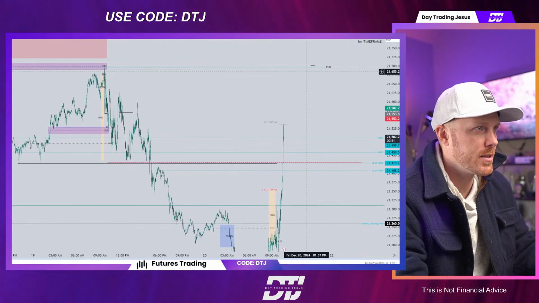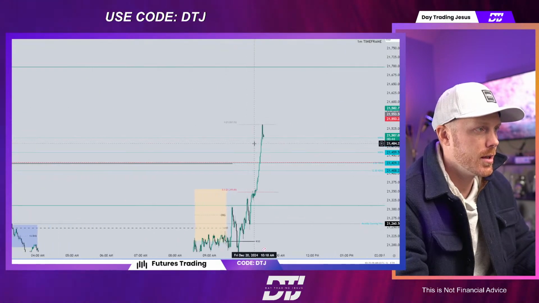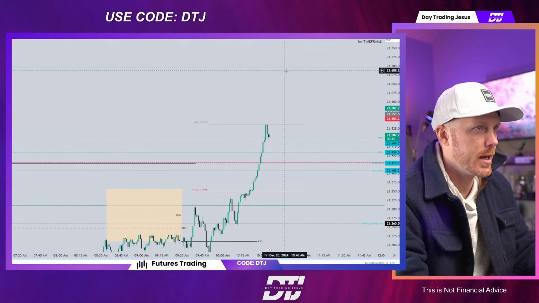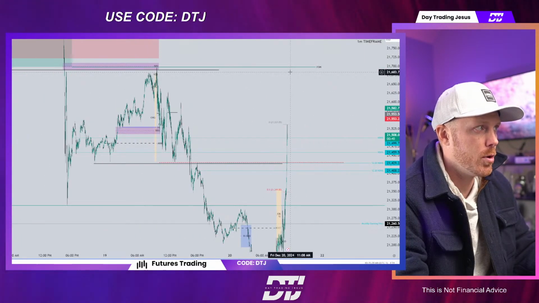Why don't I see this as a draw on liquidity? We will not hit this previous day high. There's no way we're going to run this high. I will almost put money on it.